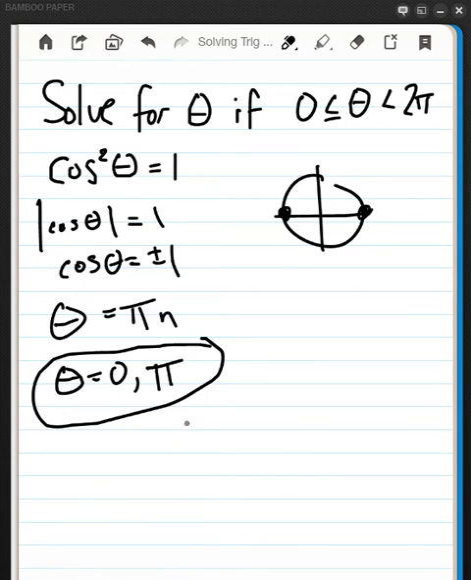Okay, so that's how you do it. You solve normally, and then you find values of n that would get you values of your angle that are within the restriction that you're given at the beginning. And that's the last piece of how you solve trig equations.